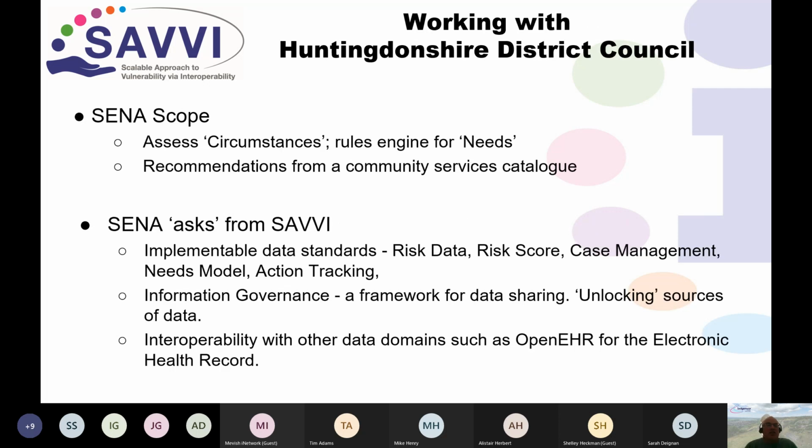Now, this is Huntingdonshire. I mentioned Huntingdonshire earlier. In their phase 2, they're going to be building a service blueprint, and that lays out how they will assess people and make smarter recommendations and referrals. Now they're particularly looking at the LGA's LG Inform definitions to define circumstances and needs. So we're making sure that our standards work well with those. And Huntingdonshire are looking to us for the standards and the information governance support, and the links out to other data and processes.